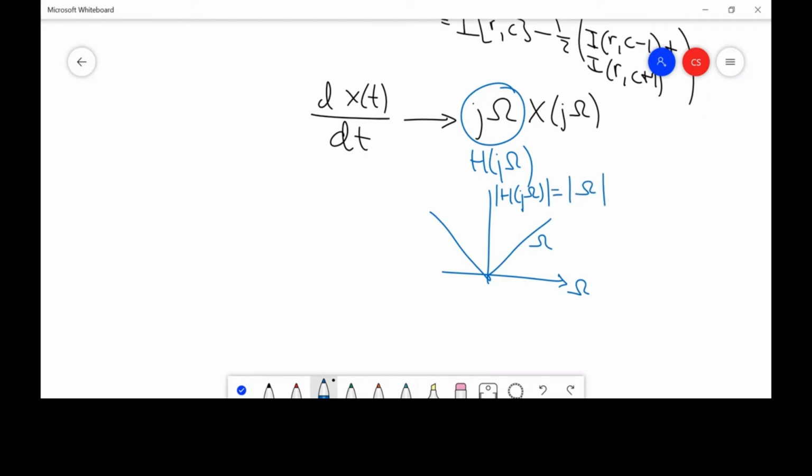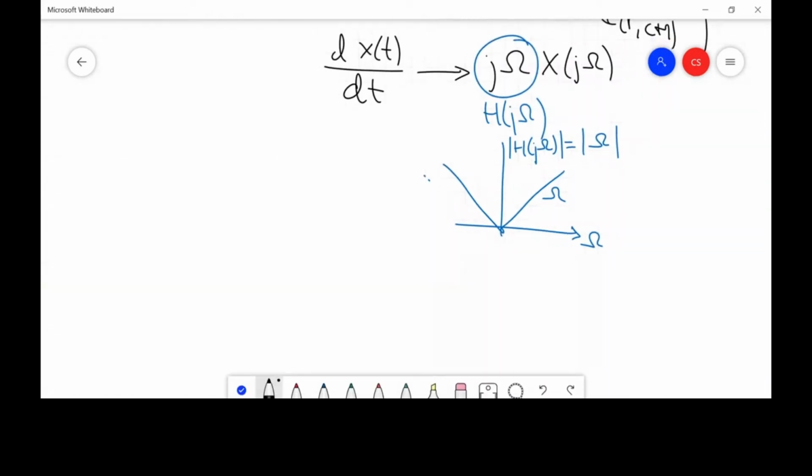So this graph defines the properties of a differentiation in Fourier space. Differentiation is something that removes the low frequencies and boosts the high frequencies, and there is a smooth transition between the two. And actually, there is a very nice property of these things.